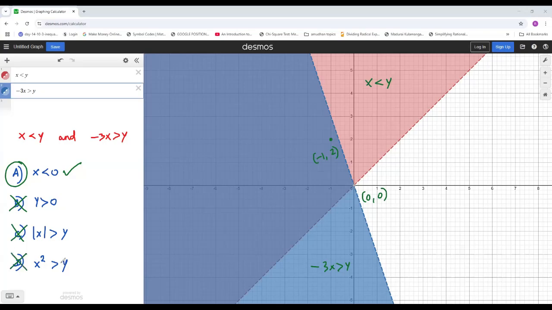So among the given answer choices, the only one that is true for the given two inequalities is A. The correct answer choice for this question is A, x less than 0.